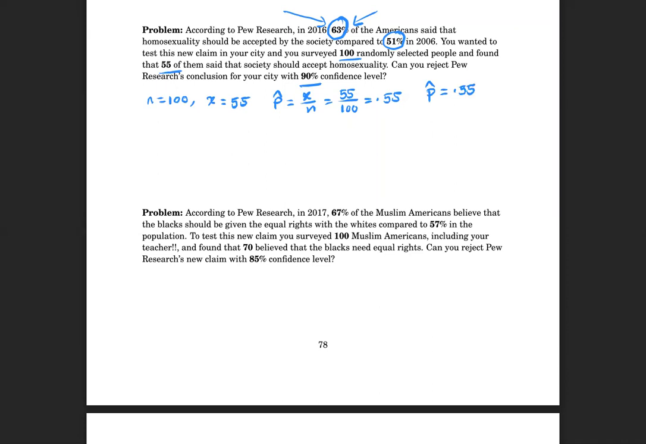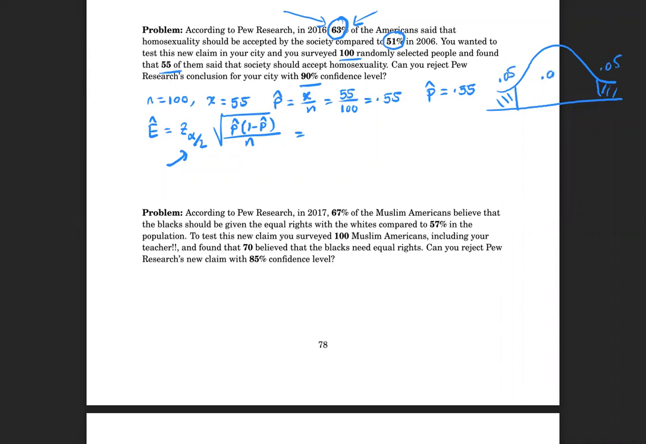Now your margin of error E hat is going to be Z sub alpha over 2 times the square root of P hat times 1 minus P hat, all of it divided by the sample size N. And this value, I'm not going to calculate it or look it up in the table. It's 90%, so it's going to be 5% here, 0.05. This is 0.9. And this is going to be negative 1.645, and this is going to be positive 1.645.